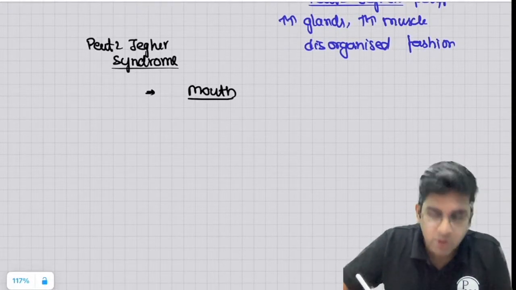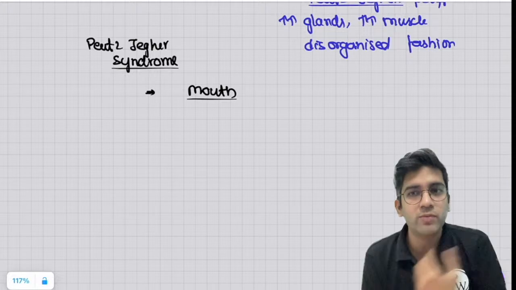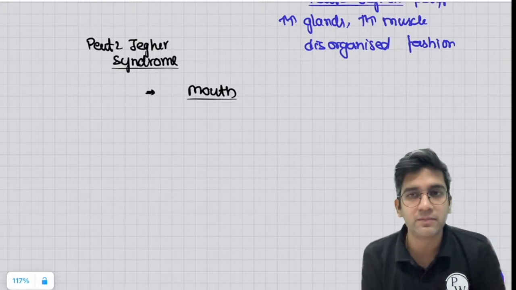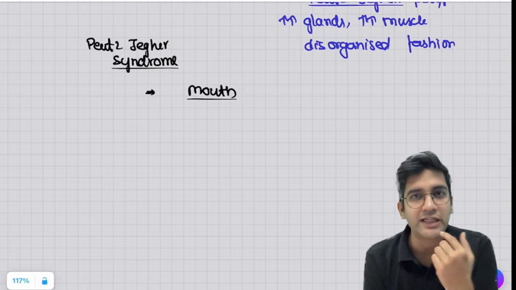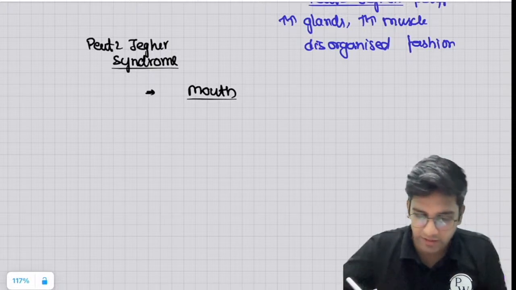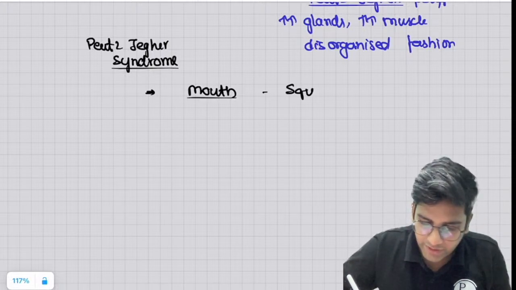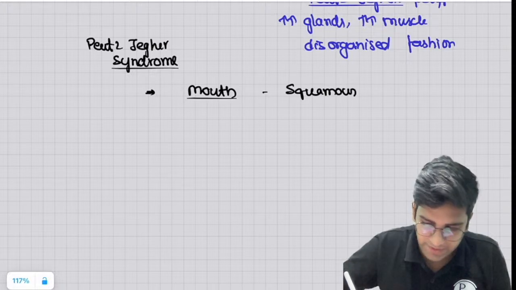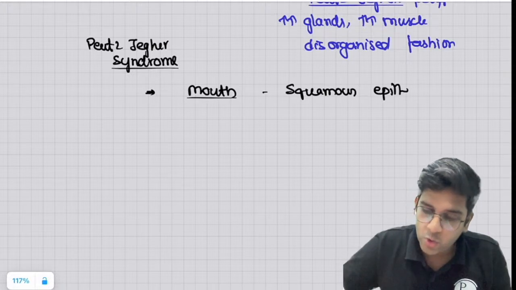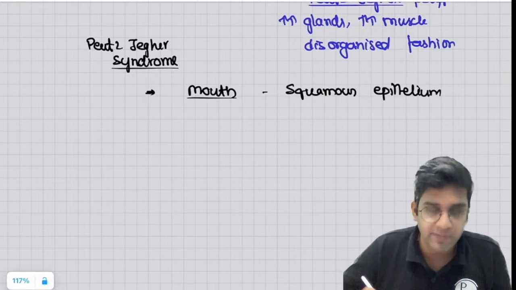Can you tell me what is the normal lining of mouth or the oral cavity, oral mucosa? What is the normal lining epithelium? I want you guys to comment. It's a simple thing. Oral cavity, lips, buccal mucosa. What's epithelium? It is stratified squamous epithelium. Is that right? Oral cavity is made of stratified squamous epithelium only.